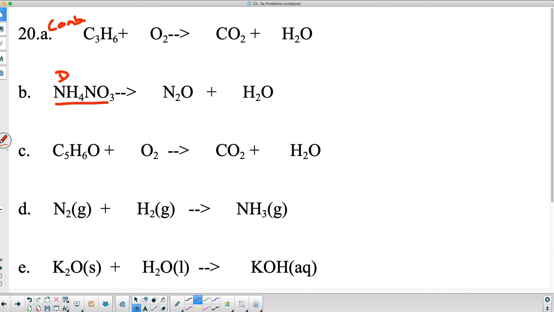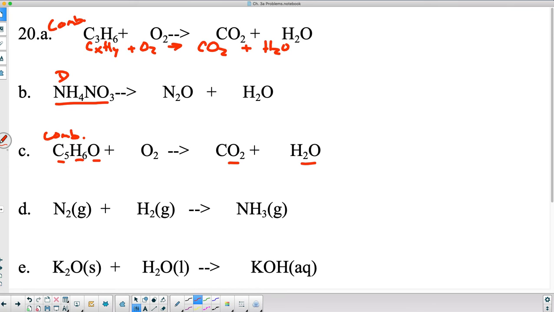So combustion is when you have a carbon, X, hydrogen, Y, plus O2, and on the other side is always CO2 plus H2O. If you get something other than CO2 plus H2O as a product, then it's not a combustion reaction. So it's a combustion of a carbon and hydrogen compound. So here I have also oxygen with it, but notice that my products are correct. So this is a combustion reaction.